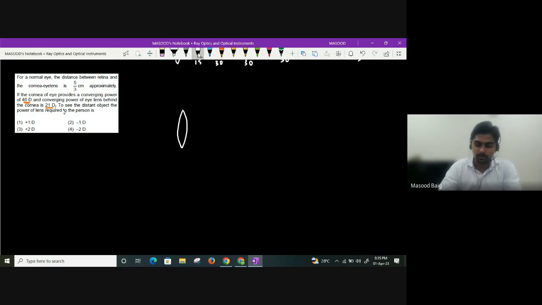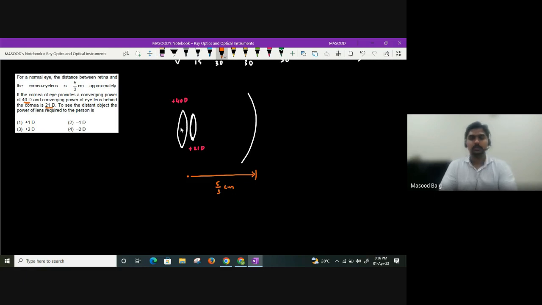Okay. Now you see, very easy case. For a normal eye, distance between the retina and the cornea eye lens. So you are going to have another eye lens also, something like this. So this is the combination of our eye, guys. This has how much power? Plus 40 diopters. This has how much power? Plus 21 diopter. Here you have the retina. And what is the distance they have given? From here till the retina, you have 5/3 centimeters.